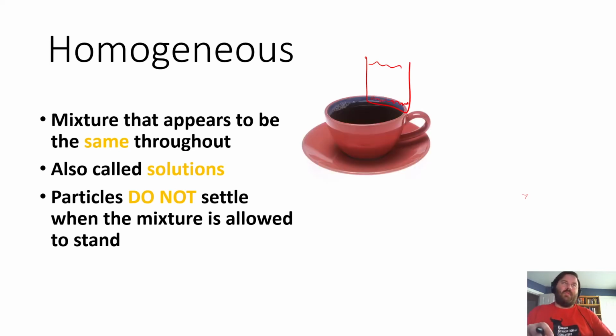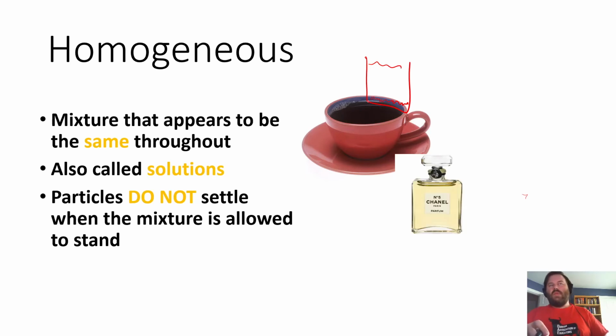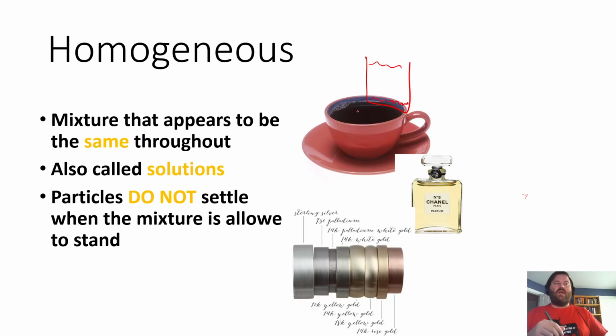So an example of this would be coffee. No matter where you look in this cup of coffee, assuming you've filtered out all the grounds and stuff like that, it all would just look like coffee, right? Perfume, another example. Metal alloys are another example of this. So if you look at these different types of gold or silver, no matter what sort of chunk you pull out of these rings, they're all going to appear to be the same.